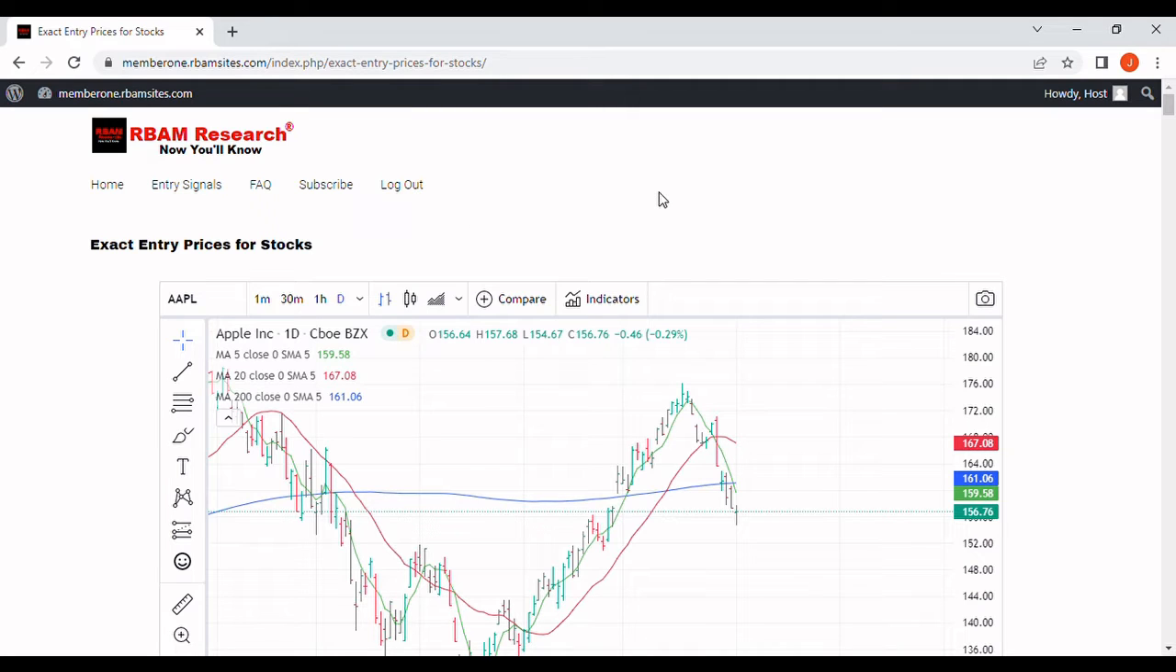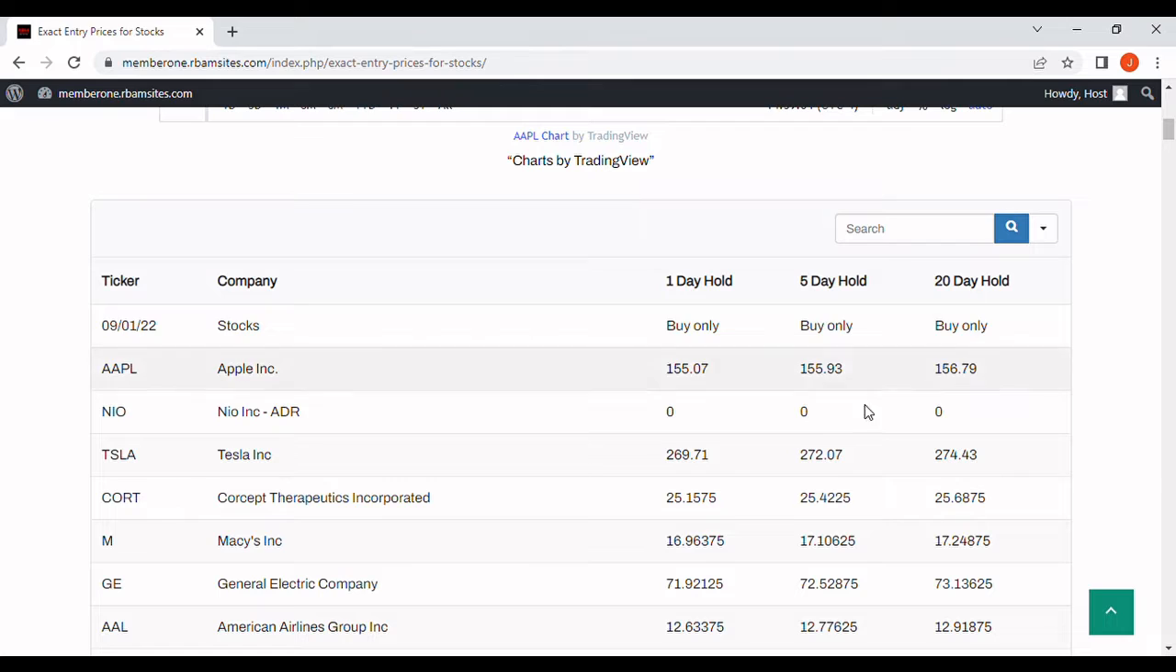We're going to do a brief video on trade ideas, stock scanner, and we're on rbamresearch.com. I'm going to scan down here to the algorithmically generated entry prices. These come out every morning before 7 a.m., Monday through Friday. There's 190 stocks on here that we cover and publish buy prices for every day.